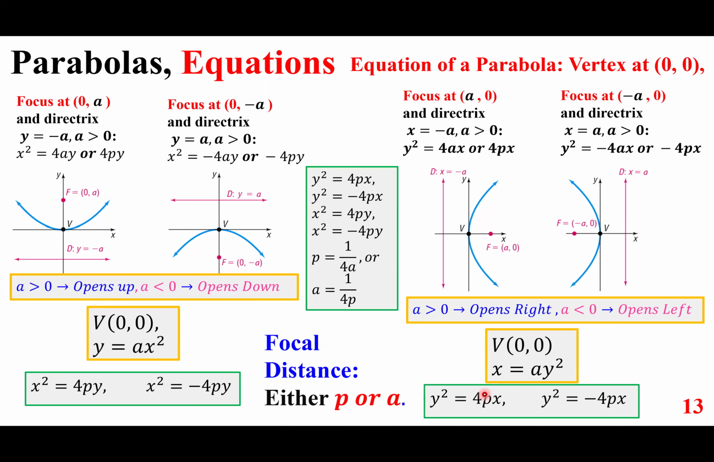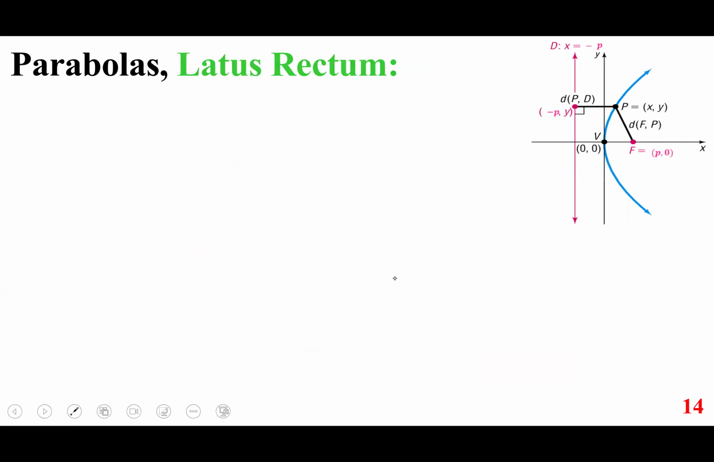So how does that work? y squared is 4px or minus 4px, x squared is 4py or minus 4py. The relationship between a and p, I'm talking about between this a and this p, or between this a and this p, is that p equals 1 over 4a or a equals 1 over 4p. In other words, you can go with what you have already learned and then find the information about focal distance and otherwise. We mainly need it for something like latus rectum and so forth.